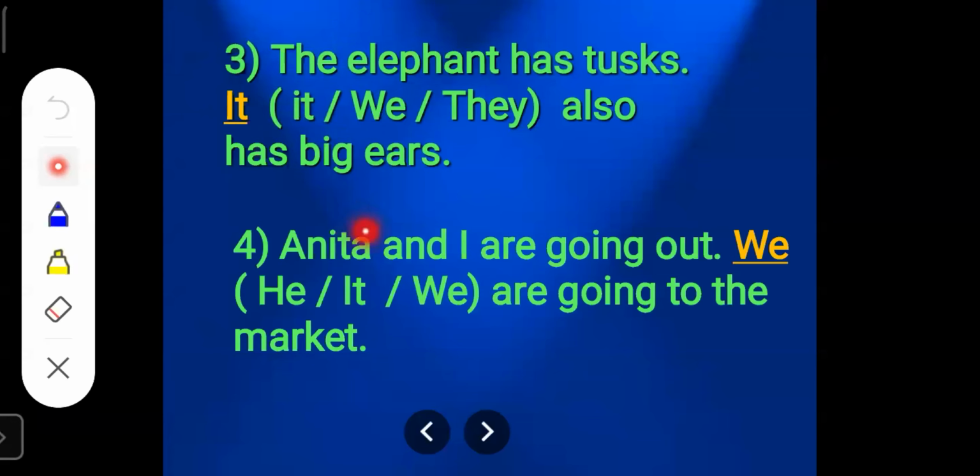Next is Anita and I are going out. Dash are going to the market. Anita and I. Children, we have learned just now when we are talking about ourselves and someone else, then we use the subject pronoun we. So we will choose we and we will write in the blank we.